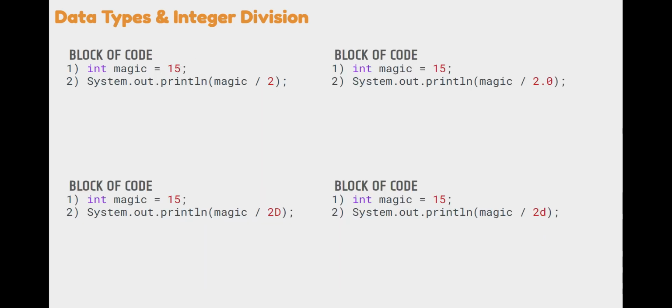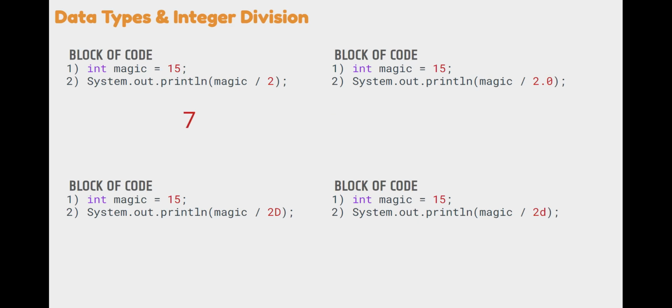So here we see some blocks of code, and all of them feature int magic starting off at 15. So we have an integer in each one of those expressions. The first one on the top left, magic is an integer, and 2 is an integer literal. So that's going to print a 7 to the screen. We saw that because that's integer division.